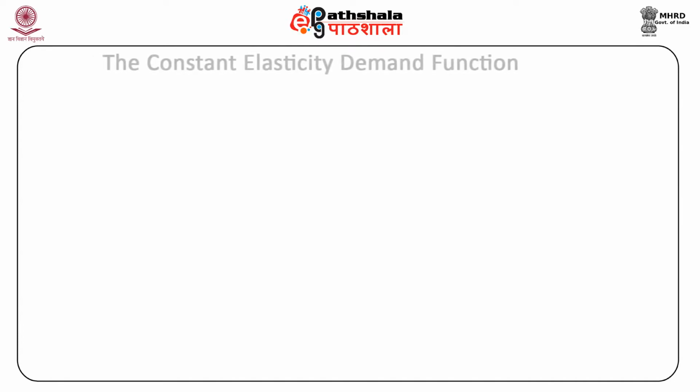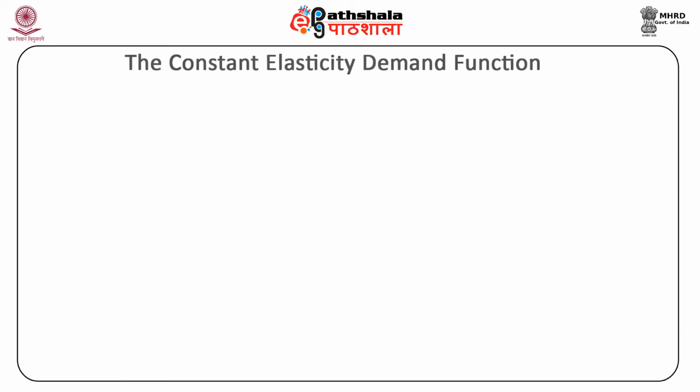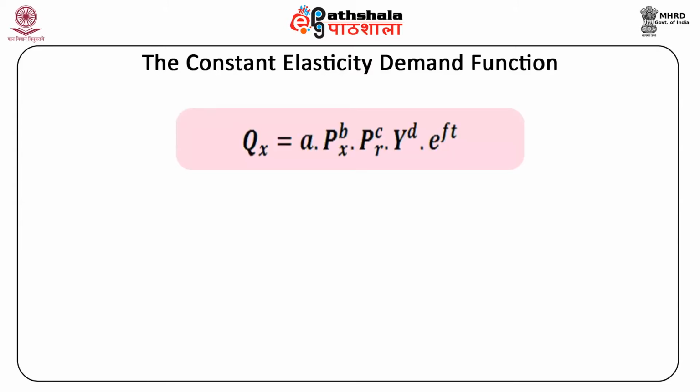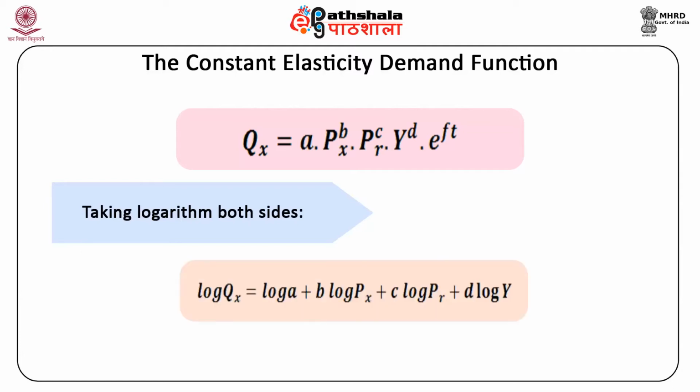Proof. Let us first prove that B is the price elasticity of demand which remains constant. In order to prove this, first express the above functional form in logarithm form and then partially differentiate the function. Qx = A × Px^B × Pr^C × Y^D × e^(Ft). Taking logarithm on both sides, we obtain log Qx = log A + B log Px + C log Pr + D log Y. For simplicity, we are ignoring the trend term.